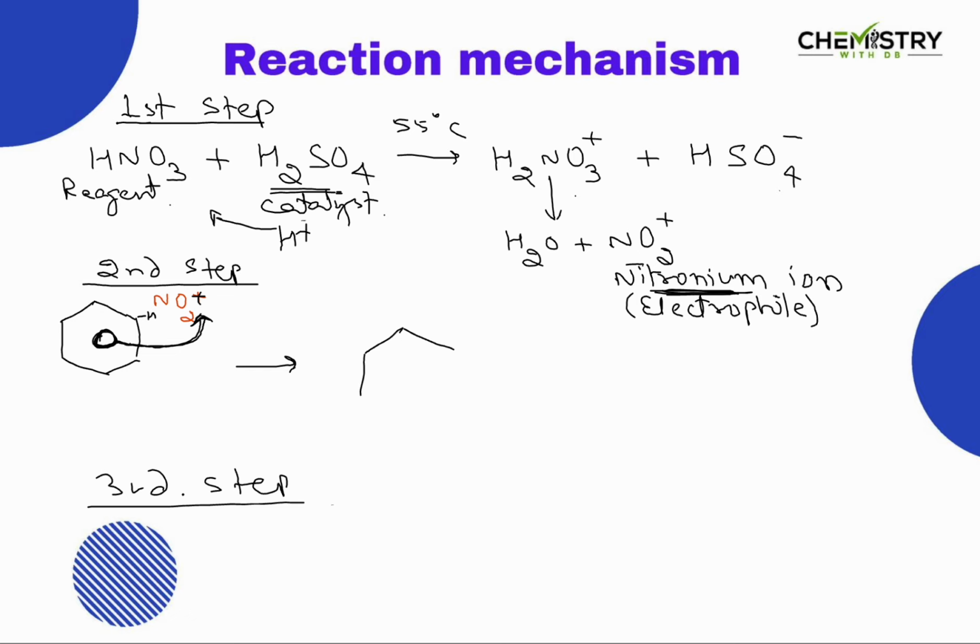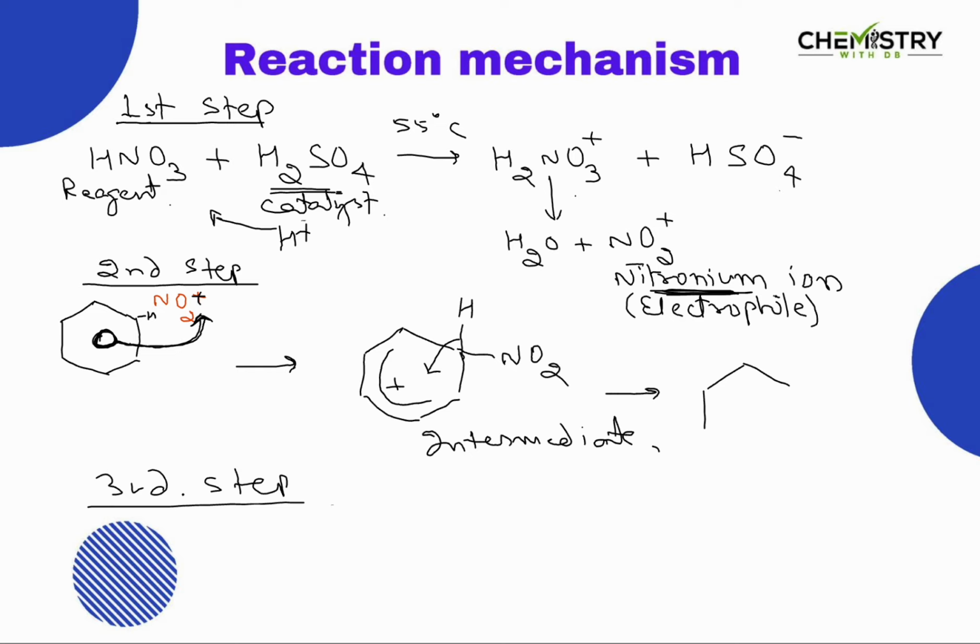Now as a result of this attack, the ring is temporarily disrupted. It becomes electron deficient as the ring uses some of the electrons to form a bond with NO2. However, this is just an intermediate and it's not a stable thing. So the C-H bond gives its electrons to the ring so that the ring can reform. So the ring reforms with the NO2 still attached, and the hydrogen leaves without any electrons as H+.